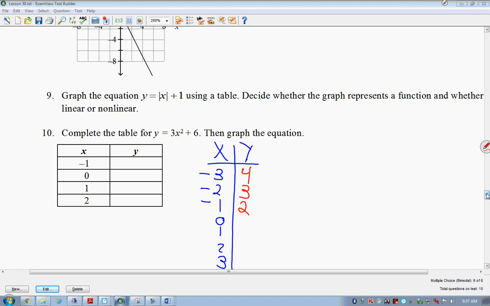What's the absolute value of 0, plus 1? Okay, what's the absolute value of 1, plus 1? What's the absolute value of 2, plus 1? What's the absolute value of 3, plus 1? All right, so what you should see with your graph here is if we have -1, -2, -3, 0, 1, 2, and 3, right?